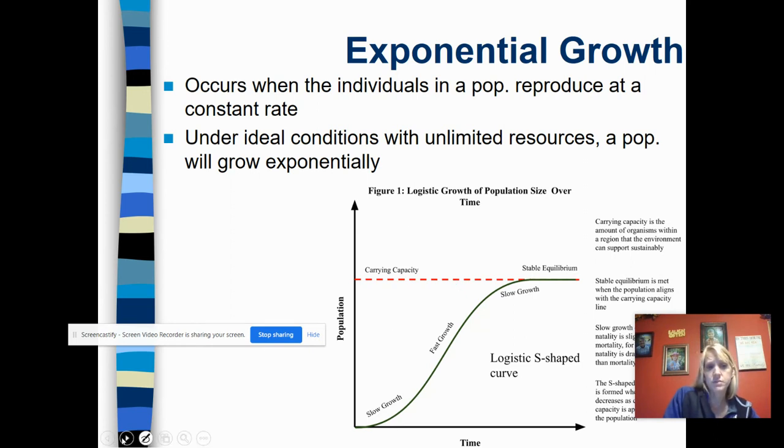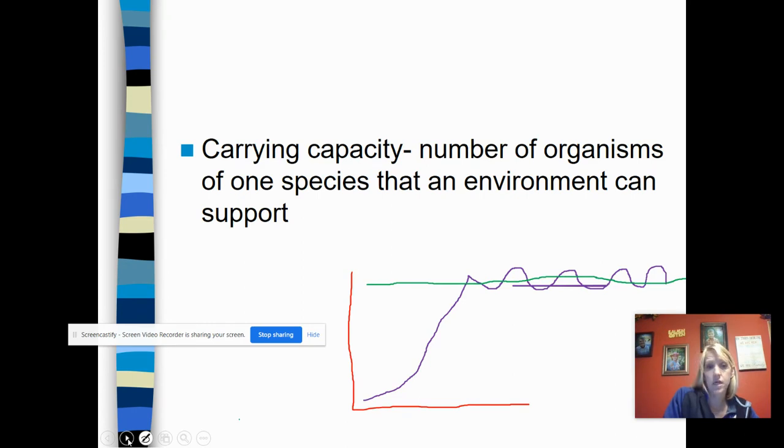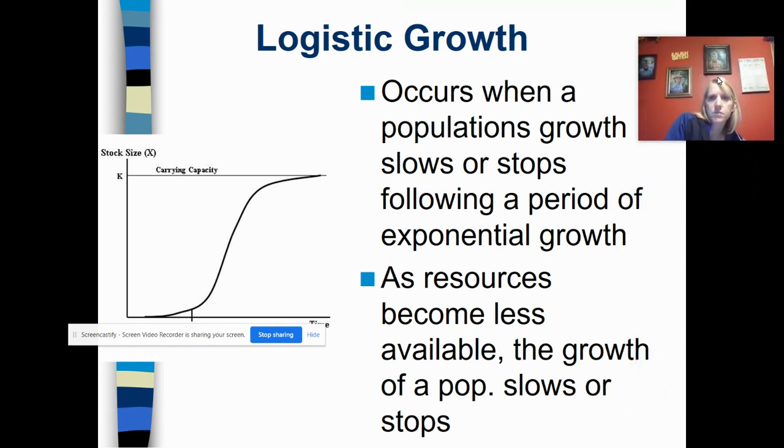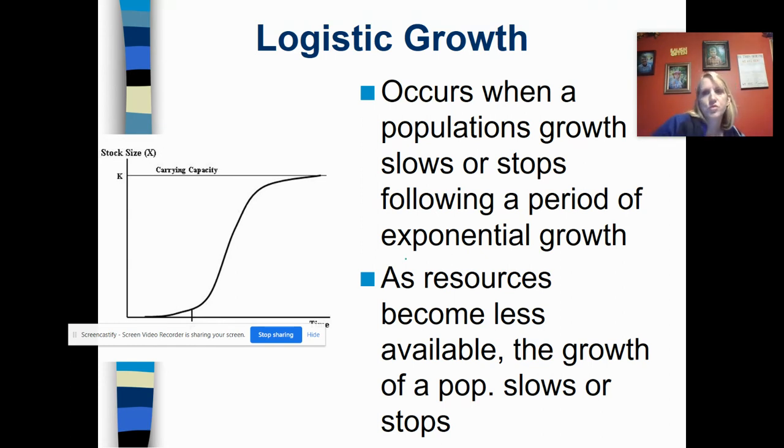Total number of species a specific area can support. That's the carrying capacity. So logistic growth is that which occurs when a population's growth slows or stops following a period of exponential growth. Logistic growth is called the S curve because it kind of looks like an S here. So this whole thing would be logistic growth. What happens is resources become less available, and the population slows or stops.